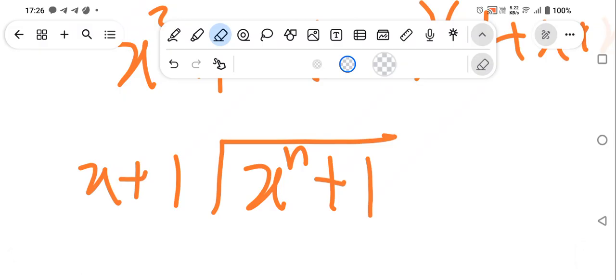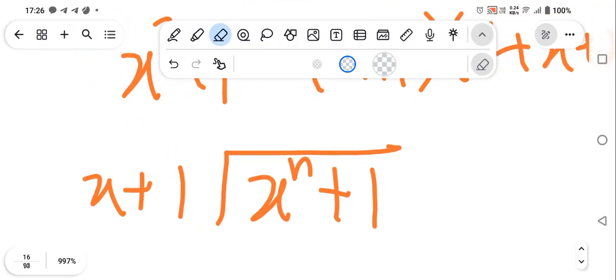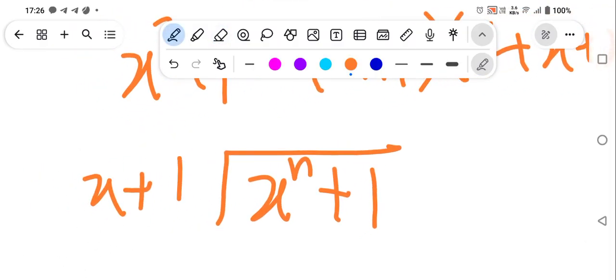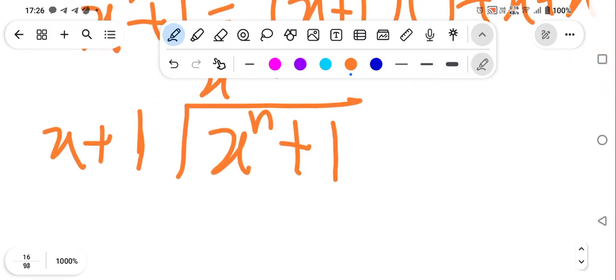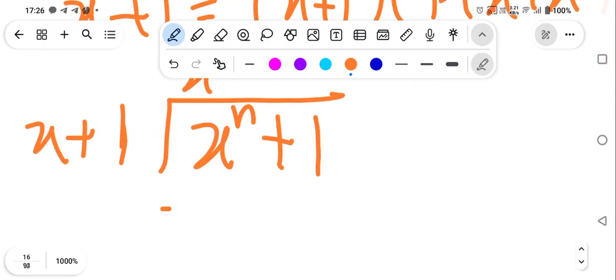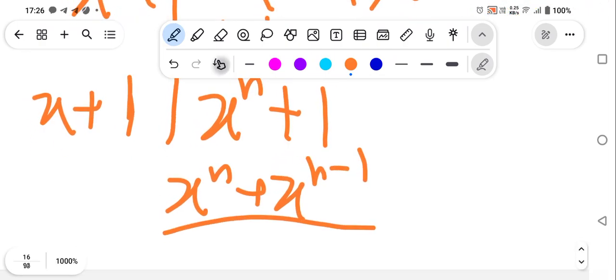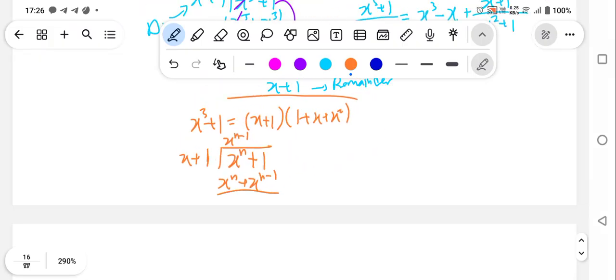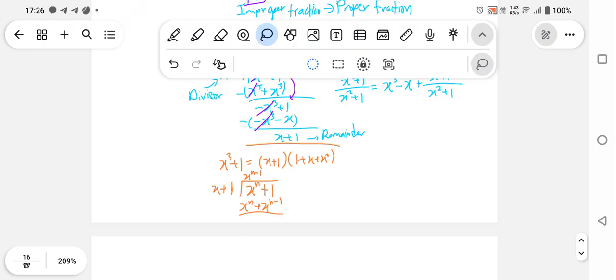So what can we do to this thing so that we can get x power n? Well, clearly it's x power n minus 1. So from this we can get x power n plus x power n minus 1, and this is gonna, oh wait, there's no space. I'm gonna move this to the next page.